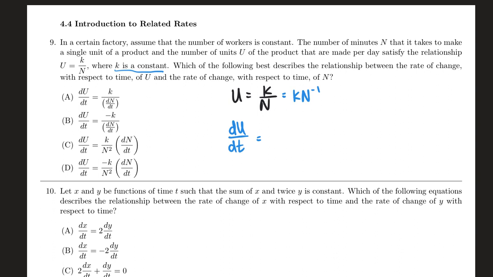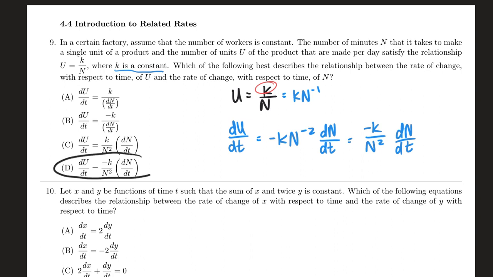So if I rewrite it like this, I know this is going to be -k n to the -2. And I took the derivative of an n term, so I get dn over dt. And n to the -2 is over n squared. If you did the quotient rule, you get the same thing. Just remember that the derivative of k is going to be 0 because k is a constant. We see which one of our answers matches it, and it looks like it's D.